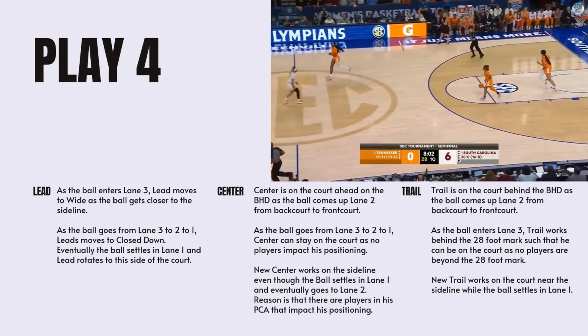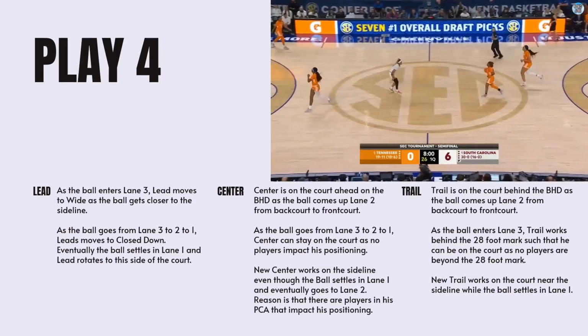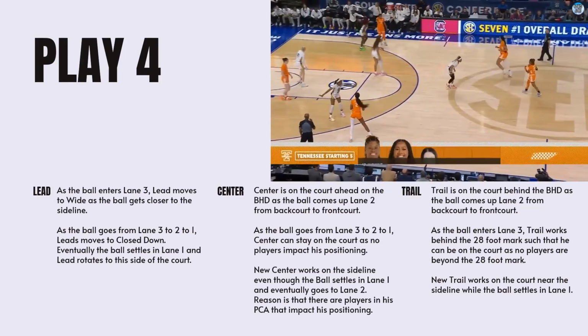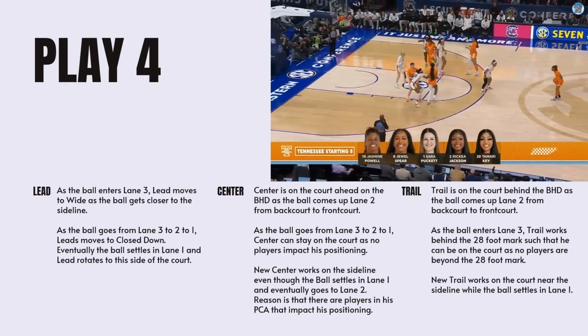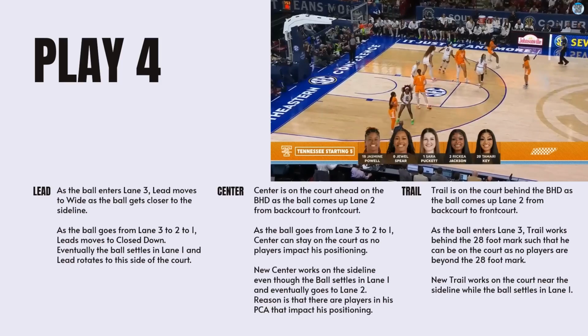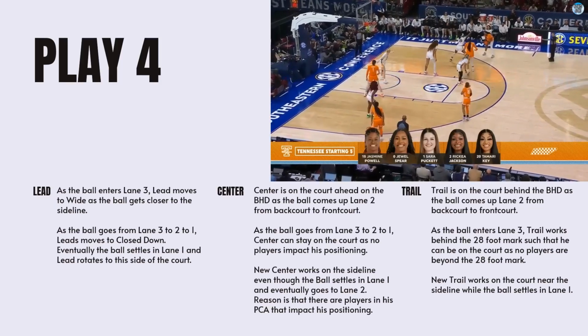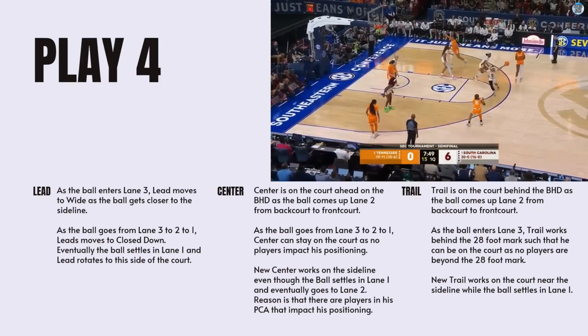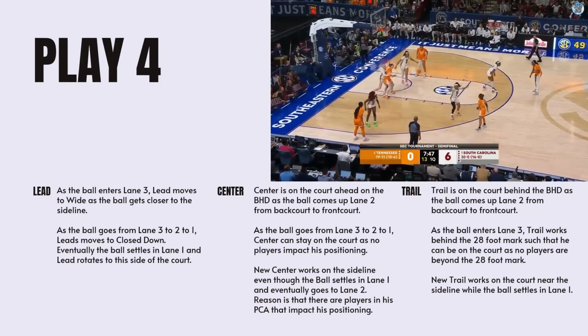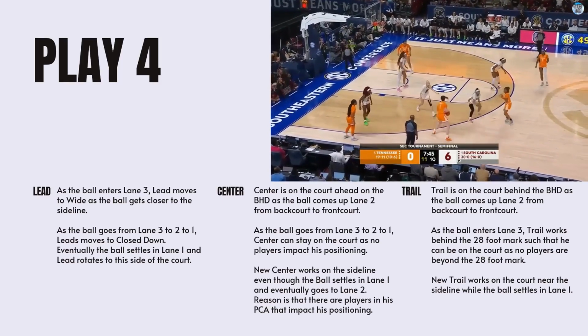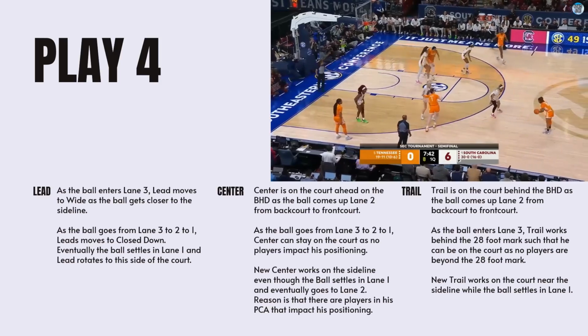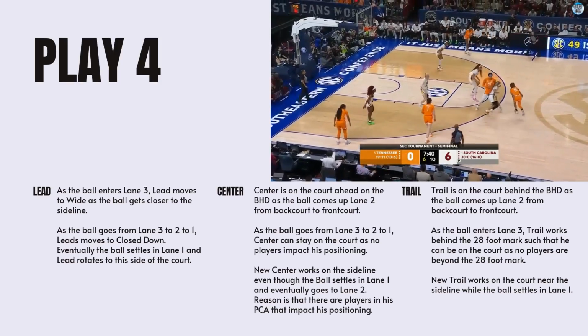Trail is on the court behind the ball handler dribbler as the ball comes up lane 2 from backcourt to front court. As the ball enters lane 3, Trail works behind the 28-foot mark such that he can be on the court as no players are beyond the 28-foot mark. Eventually, we will have a rotation in this play, and our new Trail will work on the court near the sideline while the ball settles in lane 1.